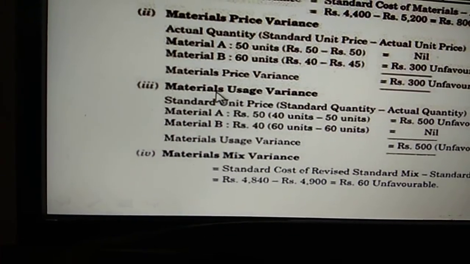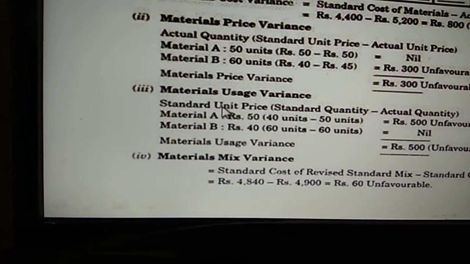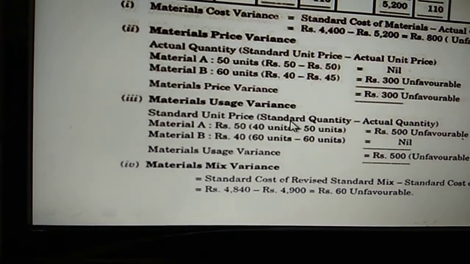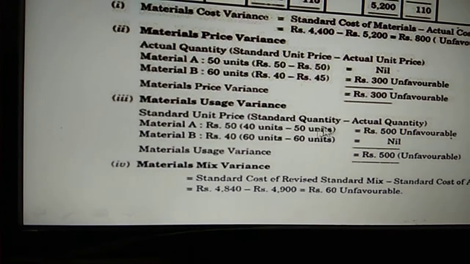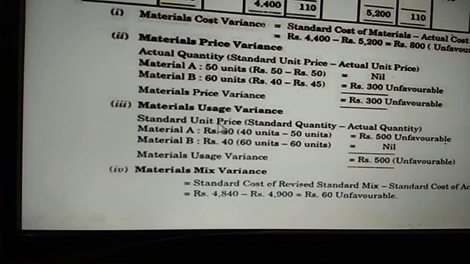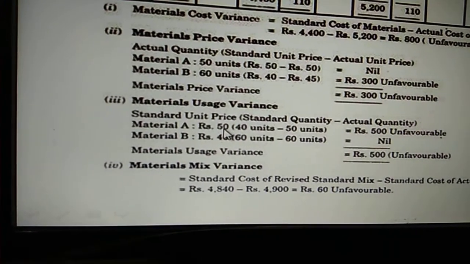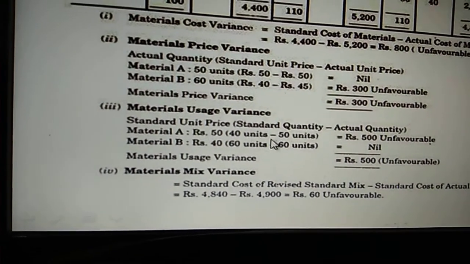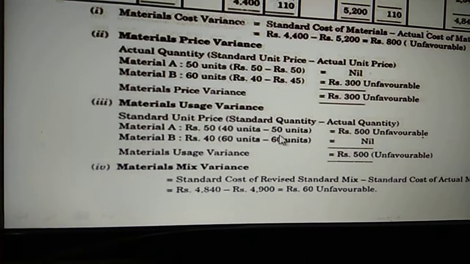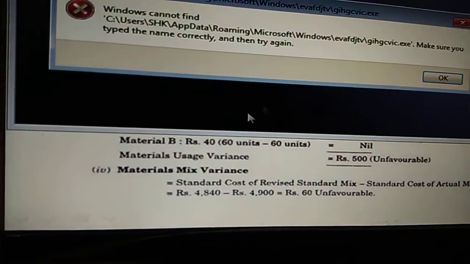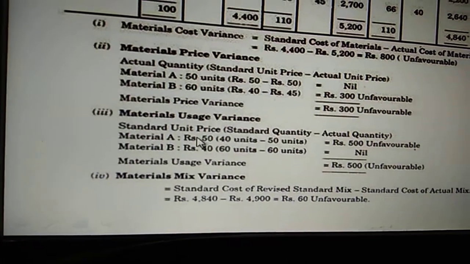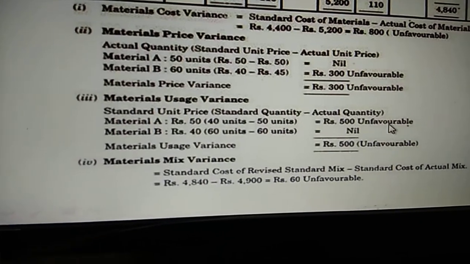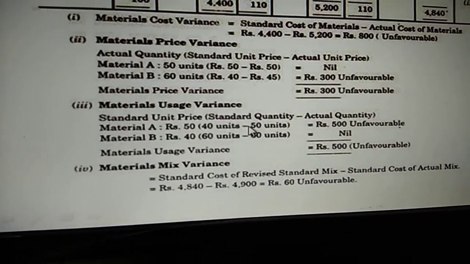Material usage variance, you can look here. The formula is standard unit price multiplied by the difference between the standard quantity and the actual quantity. So we'll go to material A. The standard unit price for A is 50. Standard quantity is 40. The actual quantity is 50. So the difference is more used, actually 10 units more. So 50 into 10 is 500. Is it favorable or unfavorable? Obviously it is unfavorable because actual used is more.